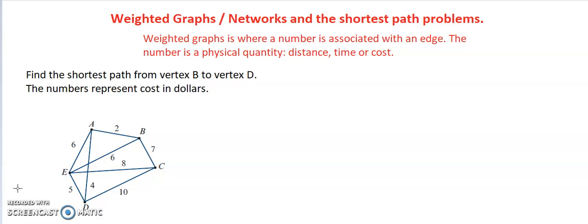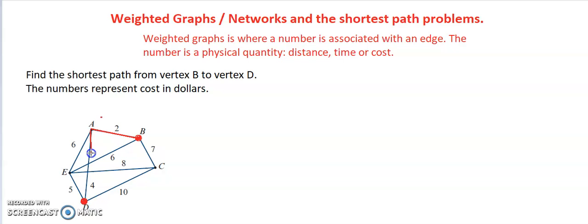So when we are looking at the shortest path from vertex B to vertex D, it's looking at the physical quantity that has been given on each of the edges to help us find the shortest path. So to help us out, we always think about where we are starting. What is the smallest quantity? 7, 6, or 2? And the smallest quantity is 2.